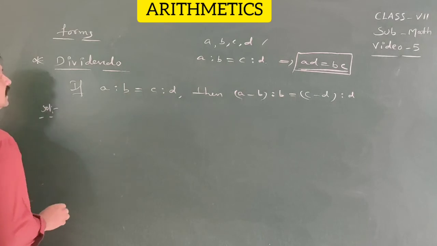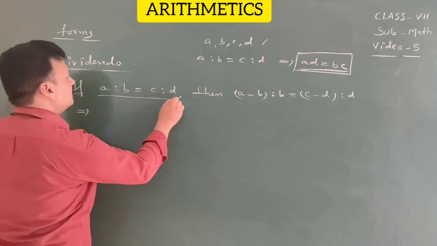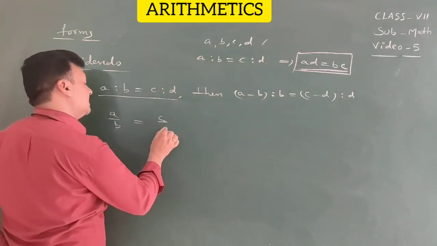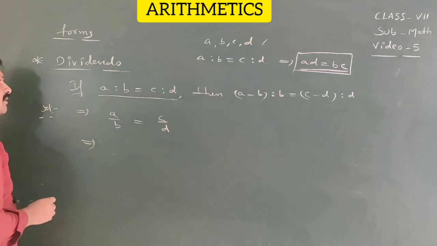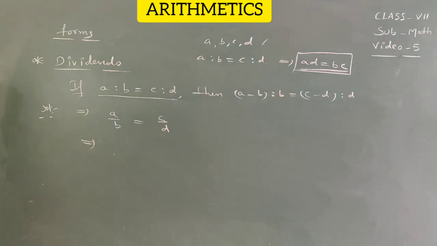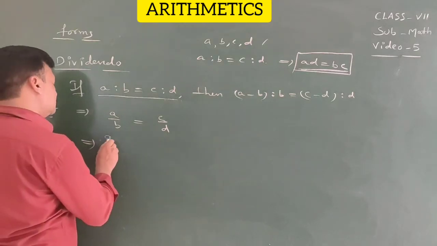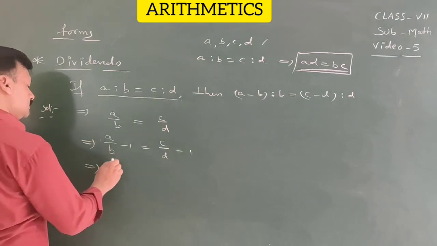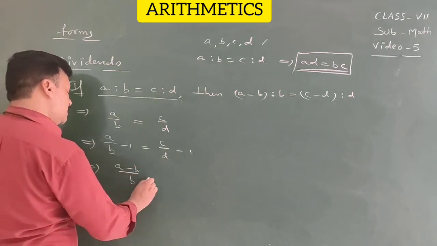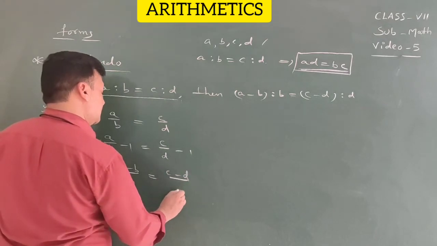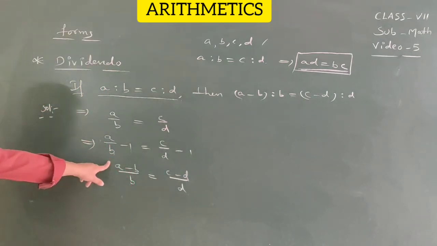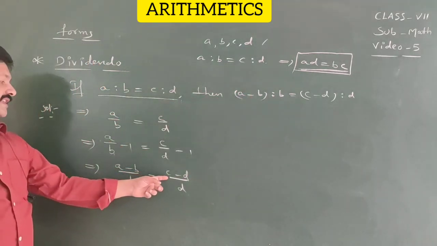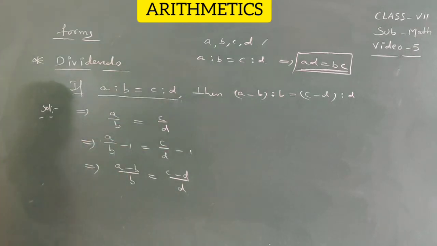Now the proof. Here A is to B equals C is to D. Then you can write it as A by B equal to C by D. In the previous component we added 1 on both sides. Now we subtract 1 on both sides. A minus B by B equal to C minus D by D. A minus B by B is nothing but A minus B is to B, divided by B is to C minus D, means C minus D is to D.